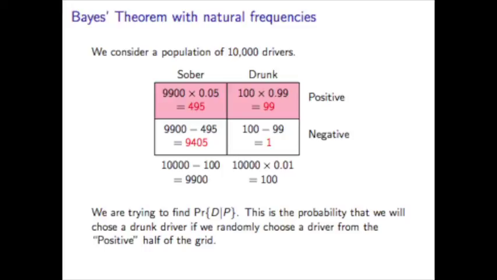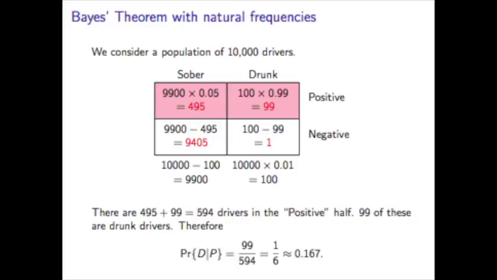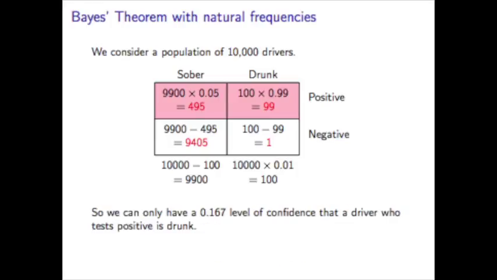Now let's return to the question of finding the probability of D given P. This is exactly the probability that we will choose a drunk driver if we randomly choose a driver from the positive half of the grid, the half of the grid that is shaded pink. The number of drivers in the top shaded part of the grid is 495 plus 99, that's 594. Of those 594 drivers, 99 are drunk. So the probability of choosing a drunk driver out of that population of drivers in the top half is 99 divided by 594. That's equal to 1 divided by 6, or approximately 0.167. So instead of having a 0.99 level of confidence that a driver who tests positive is a drunk driver, we can in fact only have a much lower level of 0.167.